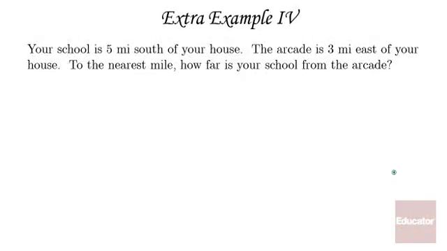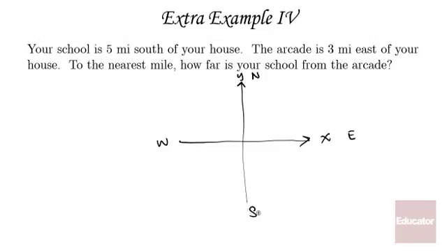Your school is 5 miles south of your house. The arcade is 3 miles east of your house. To the nearest mile, how far is your school from the arcade? So let's start off with our coordinate grid here. X, Y, and in this case, I'm going to call this east, this is west, this is north, and this is south. All right, so our house is the origin, the starting point, and that's going to be 0, 0.